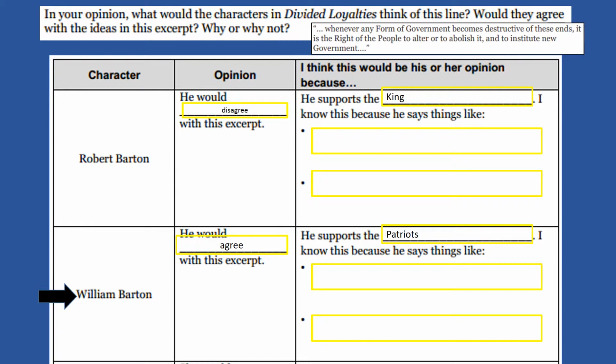William Barton. His opinion is that he would agree with this excerpt. I think this would be his opinion because he supports the Patriots. I know this because he says things like blank and blank. To fill in these blanks, you would go back to the text and find things that William Barton has said to show his support of the Patriot cause.